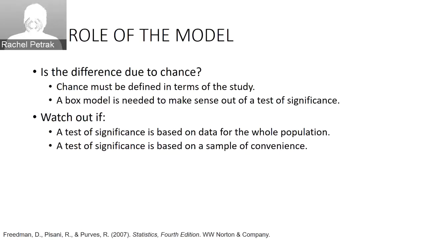But that's not the only important piece here. The model plays an important role too. We need to determine if the difference is likely to be due to chance. And in order to do that, chance must be defined in terms of the study. The best way to do that is to use a box model to help you make sense of what you're testing in your test of significance.